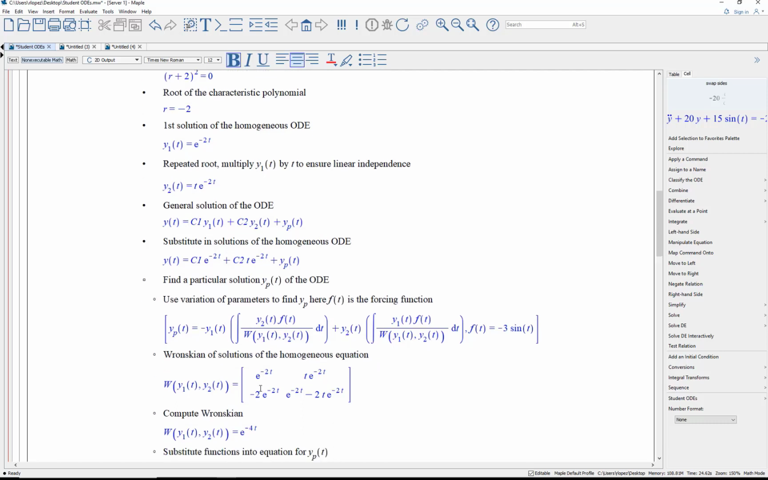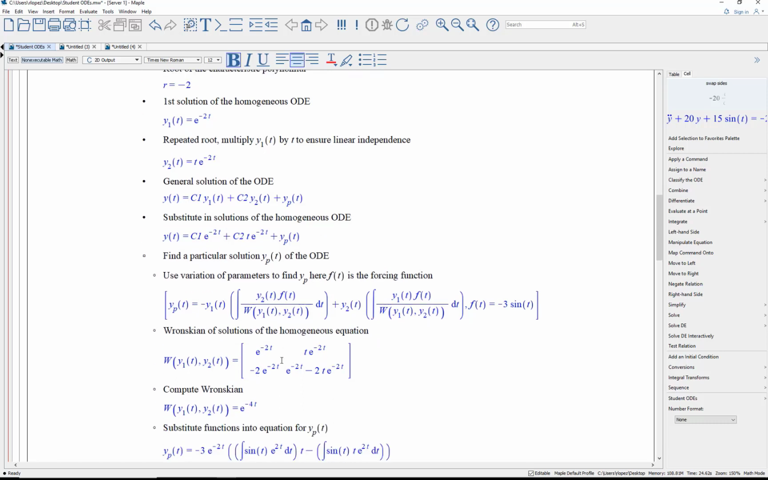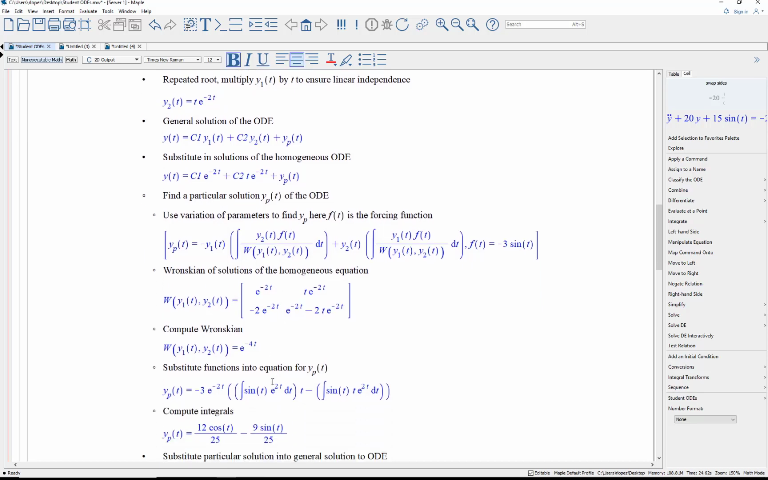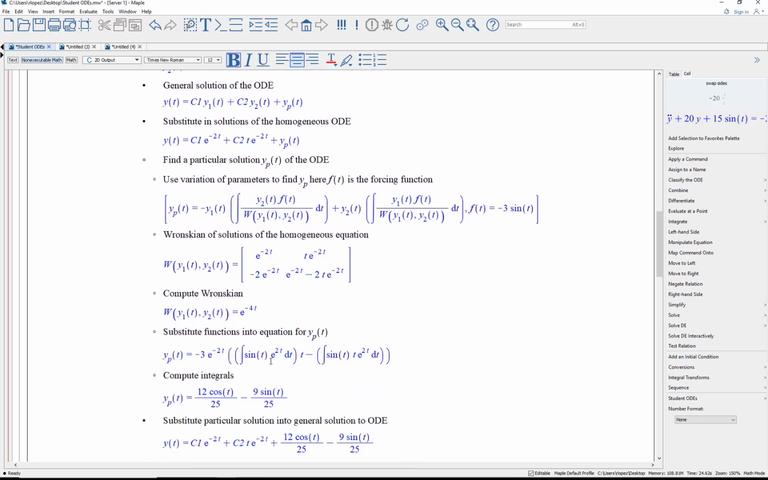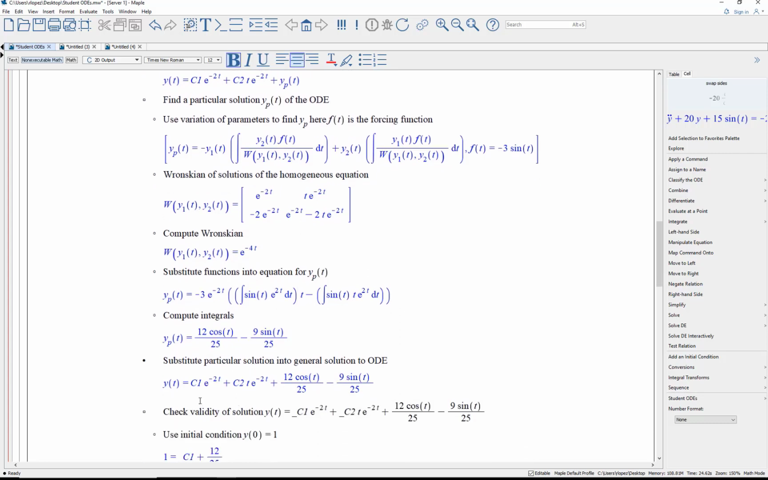This is the Wronskian. What is the Wronskian? It's the determinant of this matrix. So it turns out to be e to the minus 4t. There is the particular solution. Compute the integrals, yp. So now you can write down the general solution.